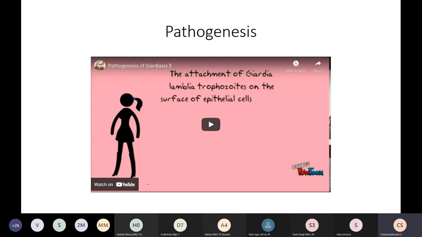Trophozoites attach to the epithelial cells or the enterocytes of the duodenum with the help of the sucker disc mediated by mannose binding lectin. That is the first step. In the first step itself, within the brackets, write: trophozoites do not enter into the blood, restricted to the intestine itself.